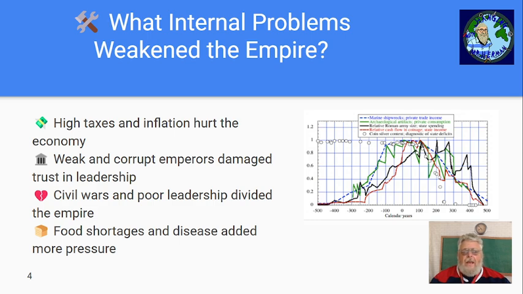The empire also had weak and corrupt emperors who made poor decisions. Civil wars broke out, making things worse. Add food shortages and disease, and you've got a system that's falling apart from within. So, what happens when people stop trusting their government?